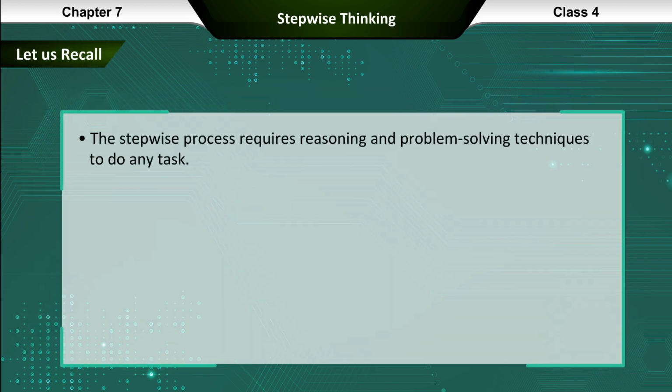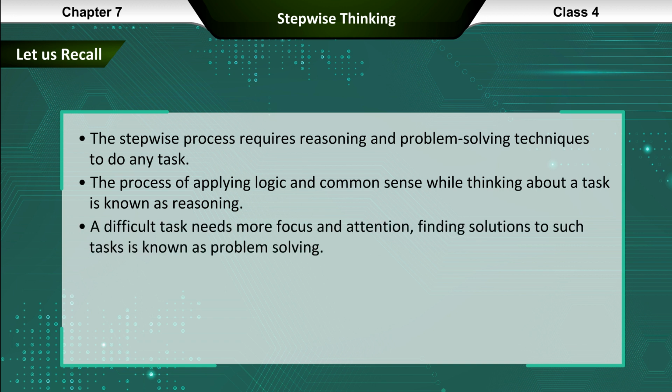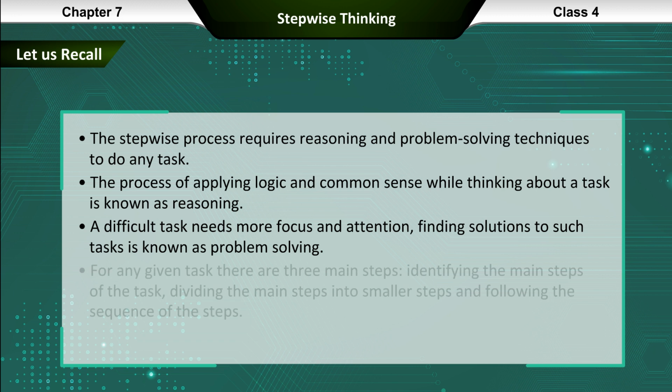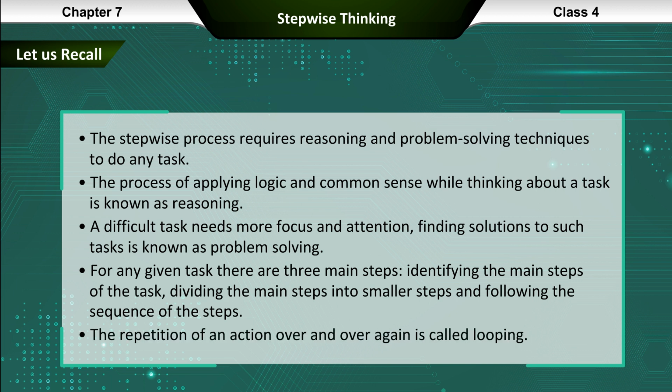Let us recall. The stepwise process requires reasoning and problem-solving techniques to do any task. The process of applying logic and common sense while thinking about a task is known as reasoning. A difficult task needs more focus and attention. Finding solutions to such tasks is known as problem solving. For any given task, there are three main steps: identifying the main steps of the task, dividing the main steps into smaller steps, and following the sequence of the steps. The repetition of an action over and over again is called looping.